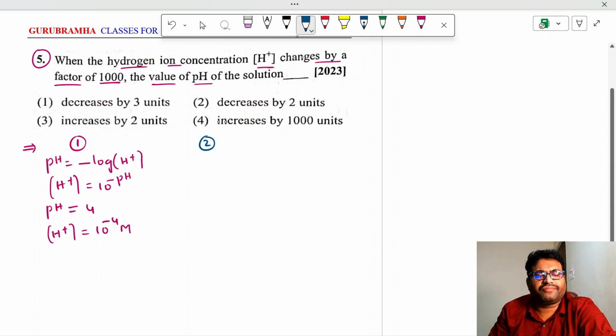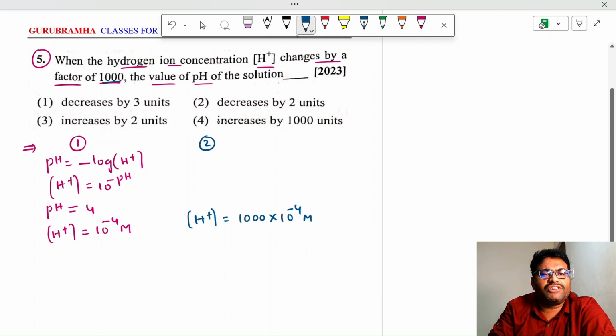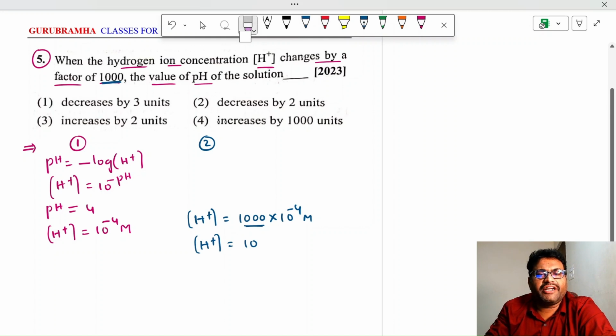Okay. Now H plus ion concentration is changed to 1000 into 10 power minus 4. It is changed by a factor of 1000 times to that of 10 power minus 4. Then what happens? H plus ion concentration is equal to 10 power 3 into 10 power minus 4 molar. That is equal to 10 power minus 1 molar H plus ion concentration.